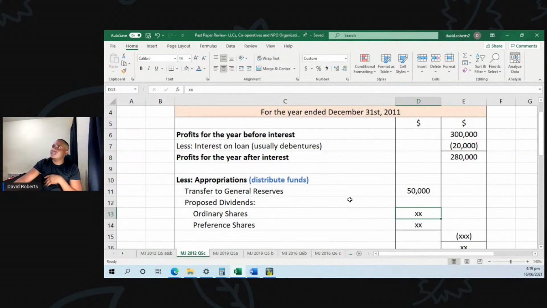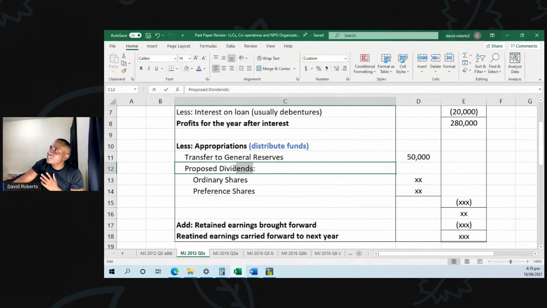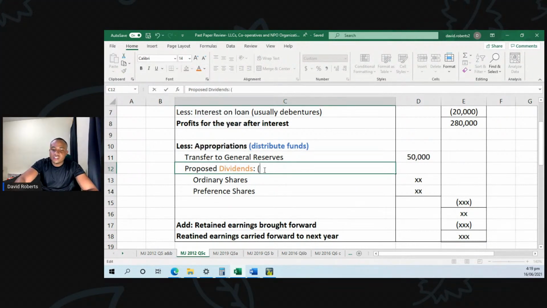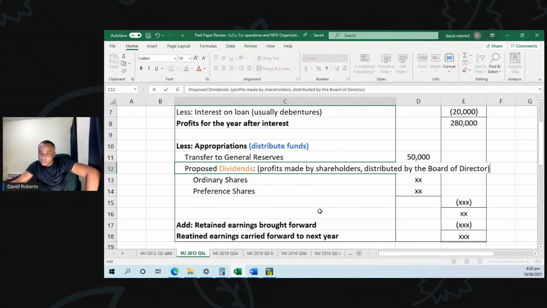And then the board of directors decide, we want to pay something called dividends. What dividends is, let's just talk about that. This is the profits made by shareholders, but it is distributed by the board of directors. I'm going to have to minus, take away this. So this is just for any notes.